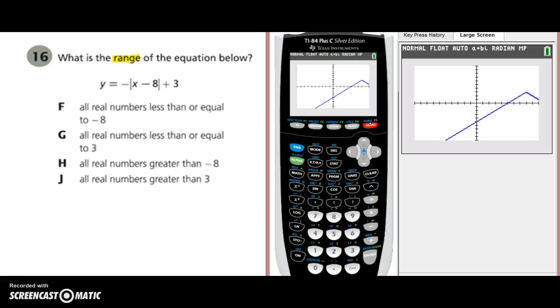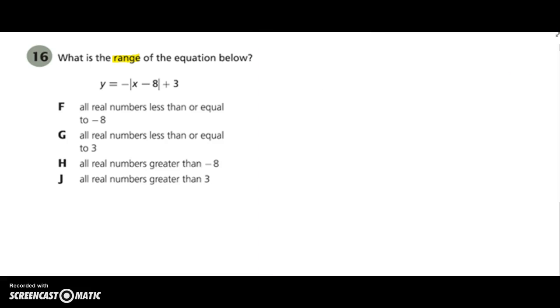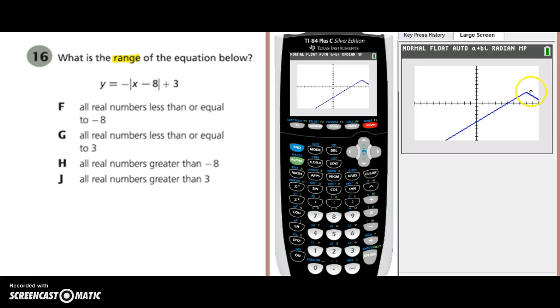We talked about how absolute value is a V shape, and because the leading coefficient is negative, the opening is open down. And apparently you have a maximum value right here. So you have a maximum value, that means your y value can be this value, which is 3, or anything less than 3. That will be your range.